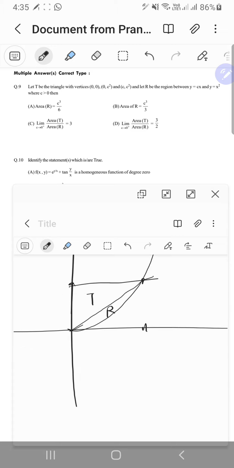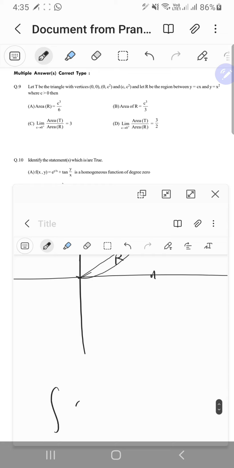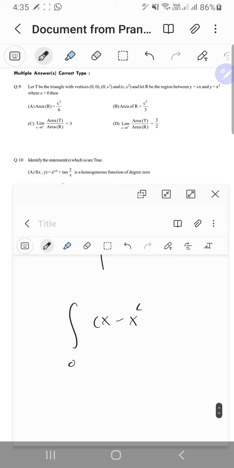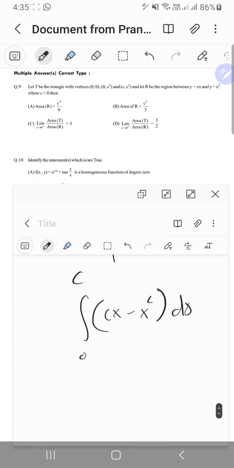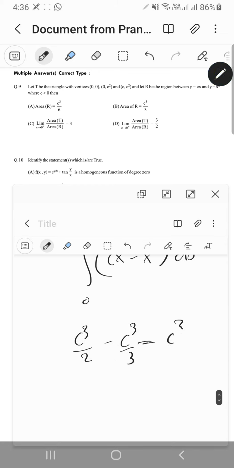So area of R, fine, just integration of cx minus x squared from 0 to c dx. Okay, let's continue. So this integration, cx squared by 2 minus x cubed by 3, well, it should just be like that, c times c squared, c cubed by 2 minus c cubed by 3, which will be c cubed by 6. Cool. So that's the area.